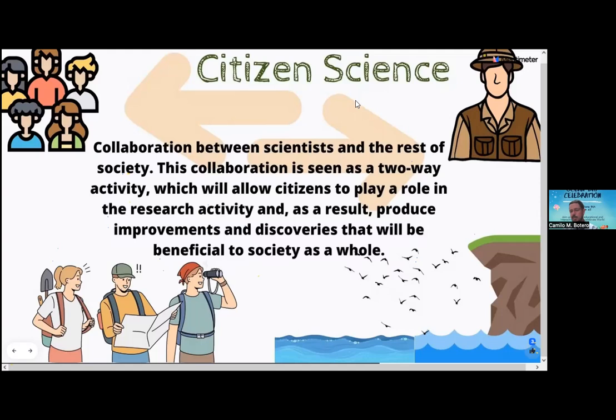It means that with citizen science, the purpose is not just to publish a paper, it's not just to advance a scientific project with some kind of grant. The idea is that the information generated in this project will be for everybody, and will be for the improvement of everybody's situation.